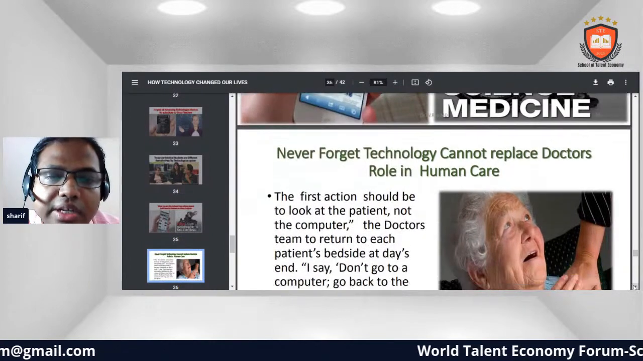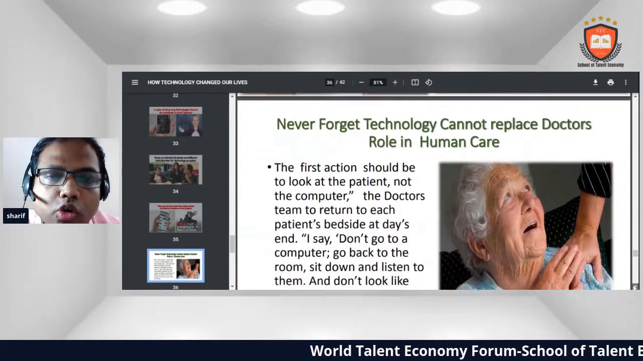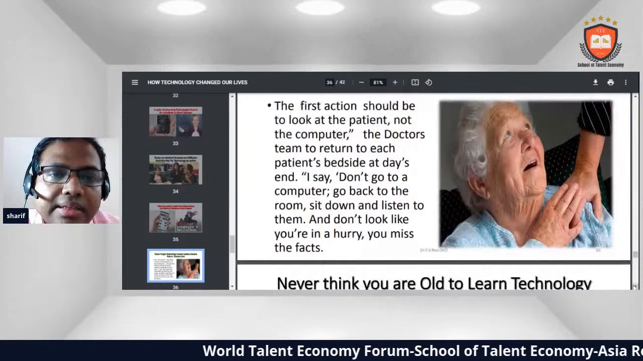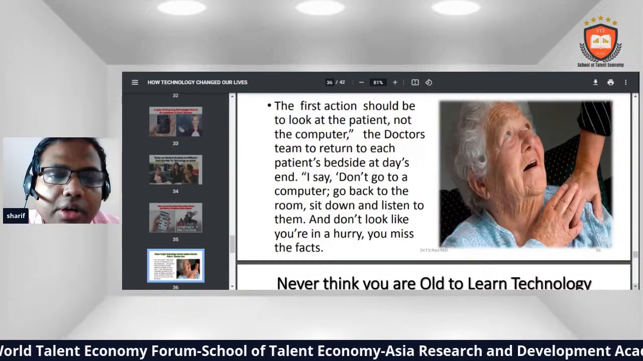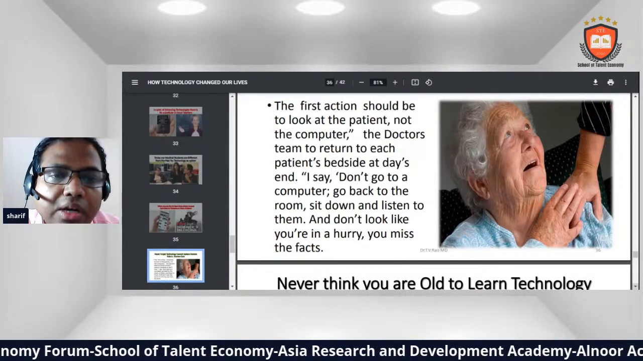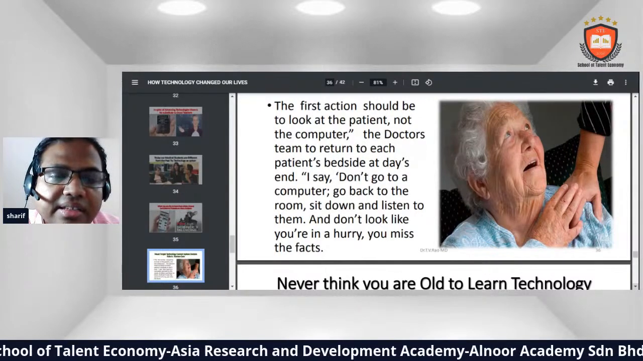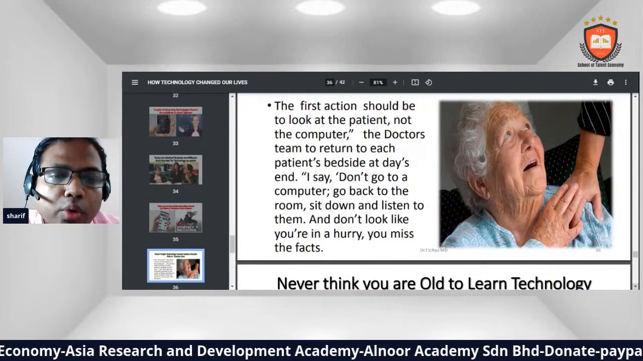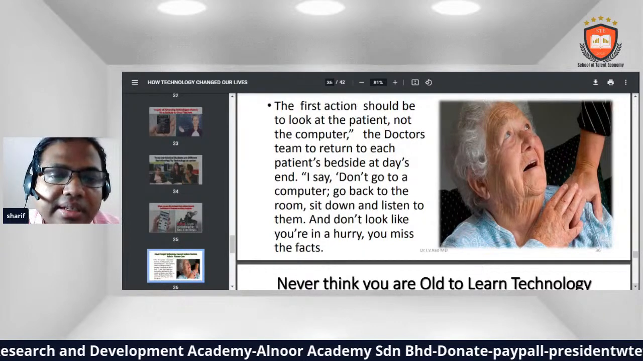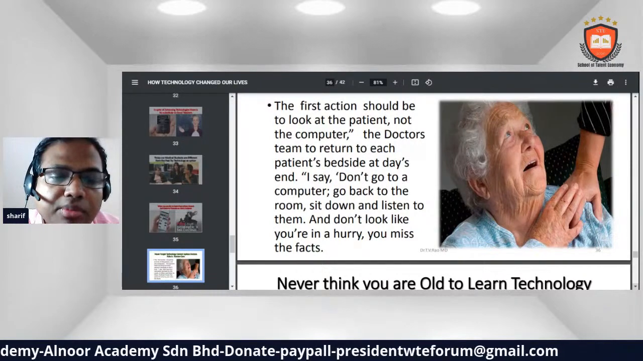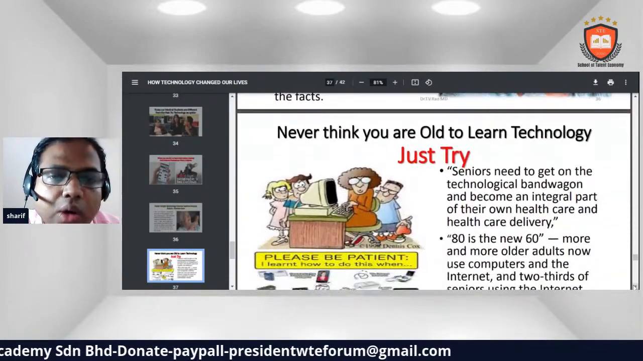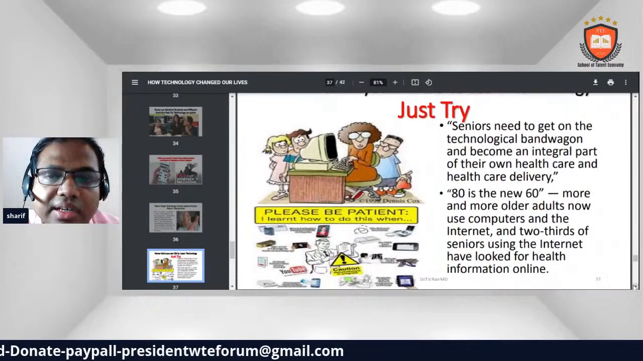Technology cannot replace the doctor's role with humans. The first action should be to look at the patients, not the computer. The doctor team should return to each patient. At the end of the day, I say do not go to a computer, go back to the room, sit down, listen to them, and do not look like you are in a hurry. You will miss the facts.